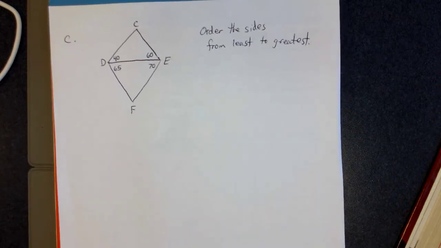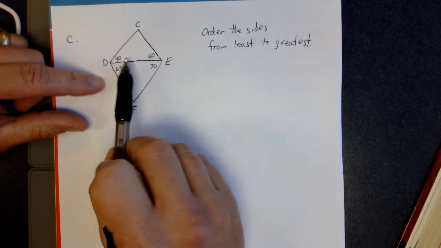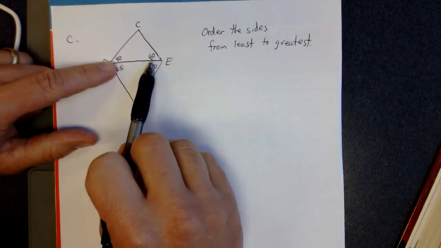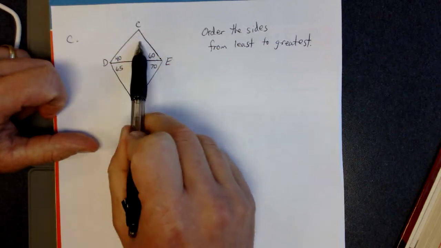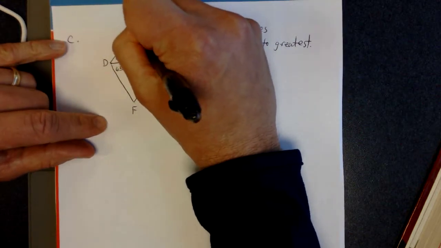And when we do this one, we're going to start like we did on the last problem. We're going to take one of the triangles and fill in the missing angle. So on this top triangle, you've got two angles, 40 and 60. Those add up to 100. All three angles in a triangle add up to 180. So if you take 180 minus 100, you're left with 80 degrees up here.